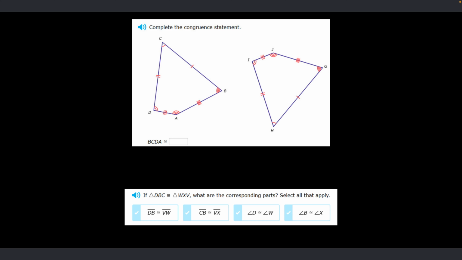Okay, now that you've had time to work these problems, let's check your solutions. For the first problem, you should have said GJIH. And for the second problem, you should have said that the first one is incorrect, but the rest of them are correct.